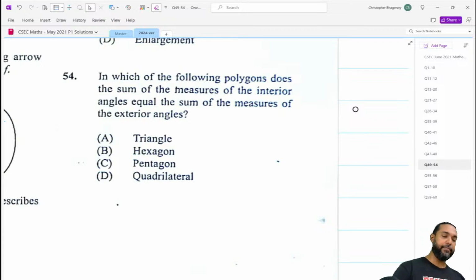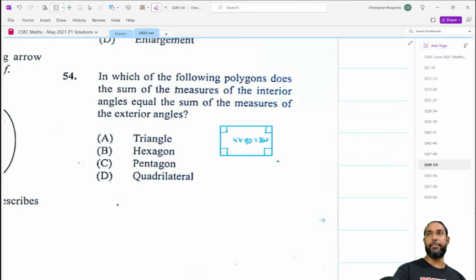Yeah, you're correct. So if we take a quadrilateral, we have 4 90-degree angles. And 4 by 90 is how much? That's 360. As a rule, the exterior angles of any plane shape are 360. It could be a triangle, a square, a pentagon, a hexagon, all of them. The sum of the exterior angles is always 360.